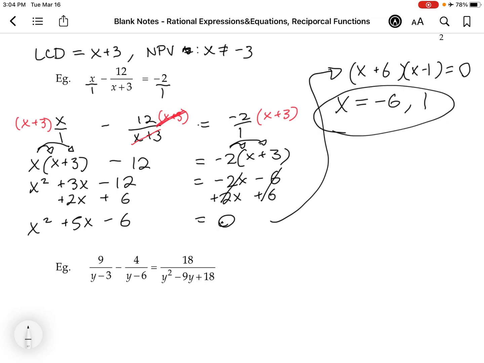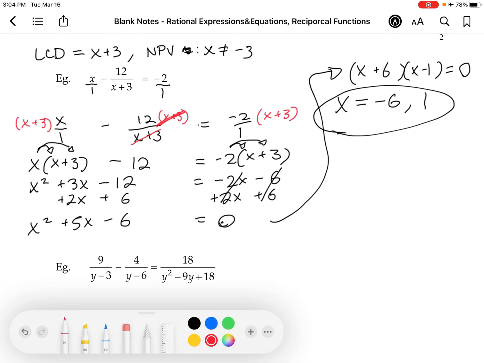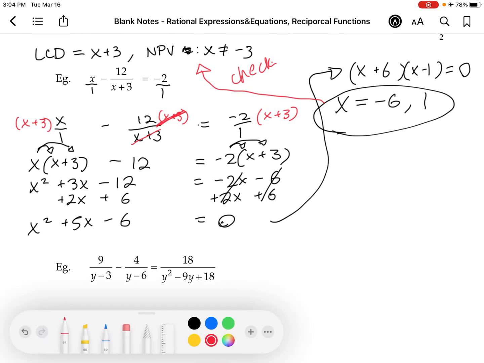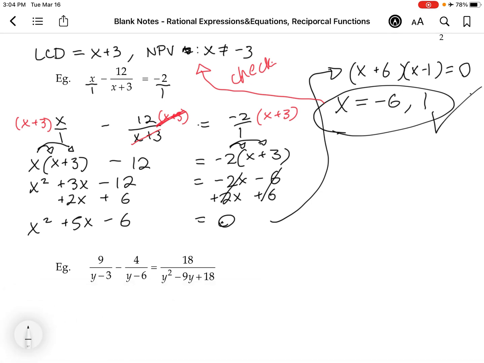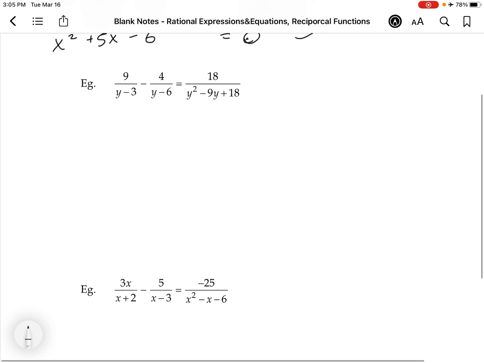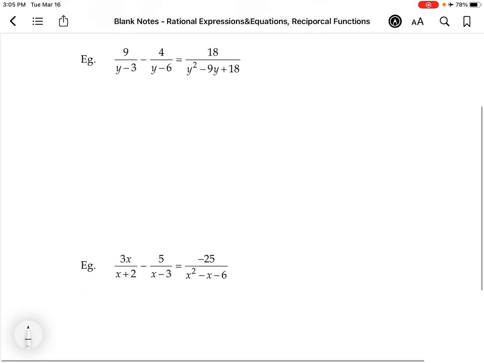Okay, so now what I have to do is look at my non-permissibles and check. My answers of negative 6 and 1 are not the non-permissible value of negative 3. So both of these are valid. These are both valid answers to this equation. Either of those x values will make the left side equal to the right side. Okay? All right. Let's try another one.